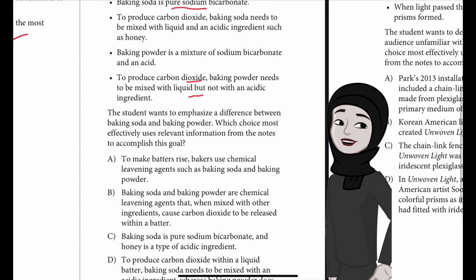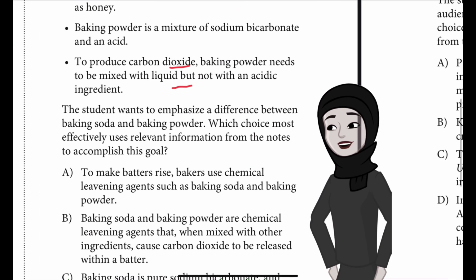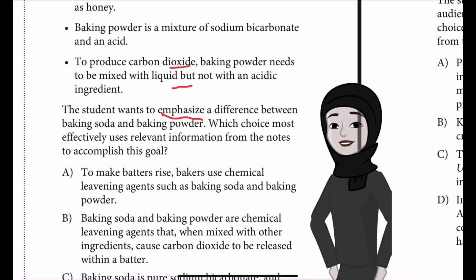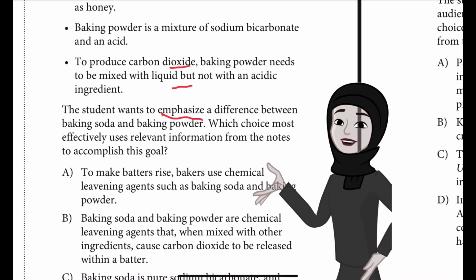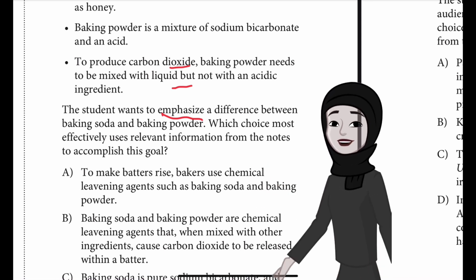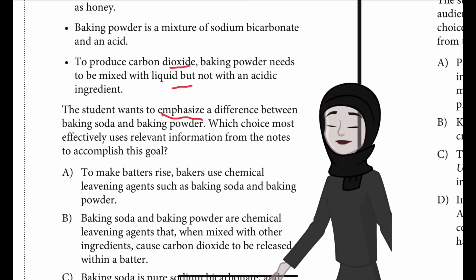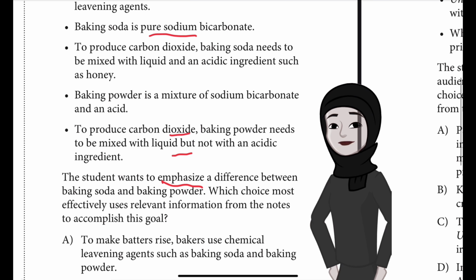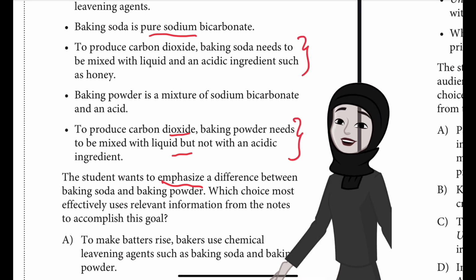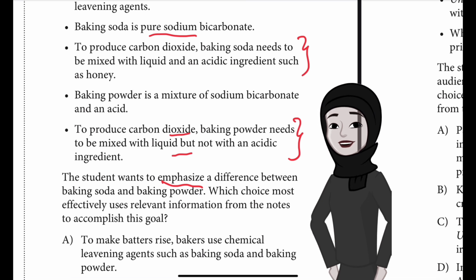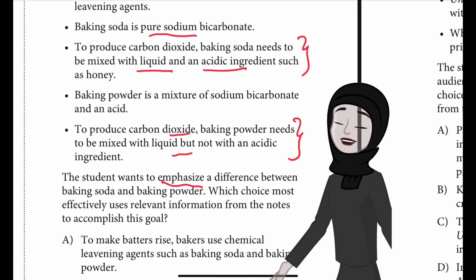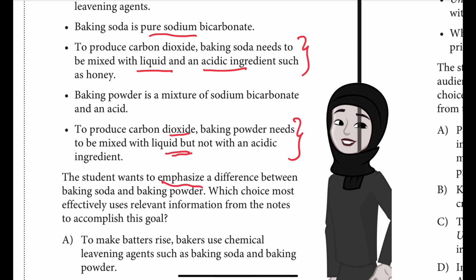Now, what do we have to do in this question? The student wants to emphasize a difference between baking soda and baking powder. Which choice most effectively uses relevant information from the notes to accomplish this goal? So we can clearly see that this part and this part, the second and the fourth point, show the difference. Baking soda needs to be mixed with liquid and an acidic ingredient such as honey, whereas baking powder needs to be just mixed with a liquid but not with an acidic ingredient.